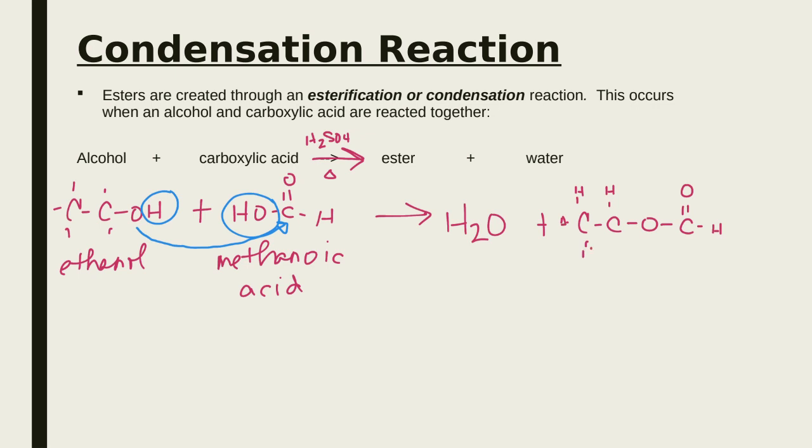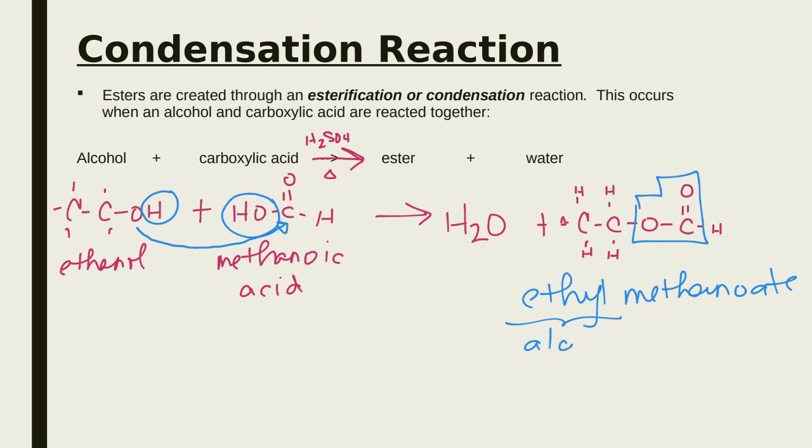So this is how you create an ester. And we're going to notice that here is that ester linkage right there. When we name the ester, the name of this ester is actually ethyl methanoate. So what we do is we put whatever came from the alcohol group first, and we write it as an alkyl group. And then whatever was attached to the carboxylic acid, we write that as the parent name, and we add the suffix of -ate.